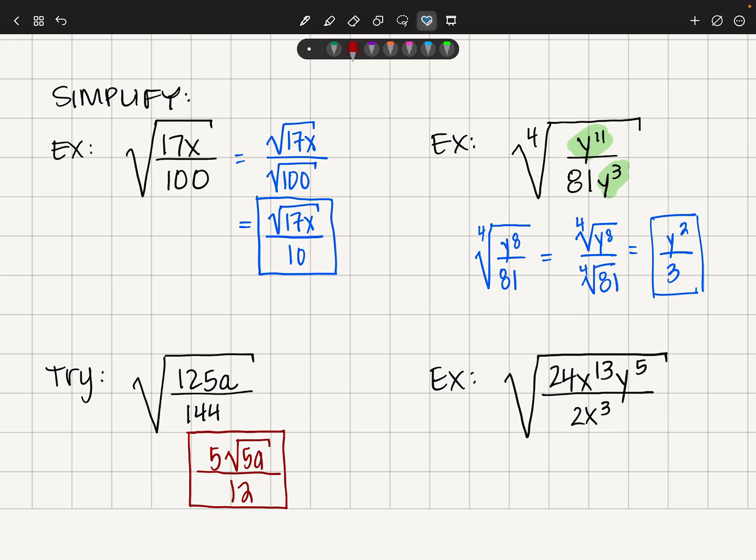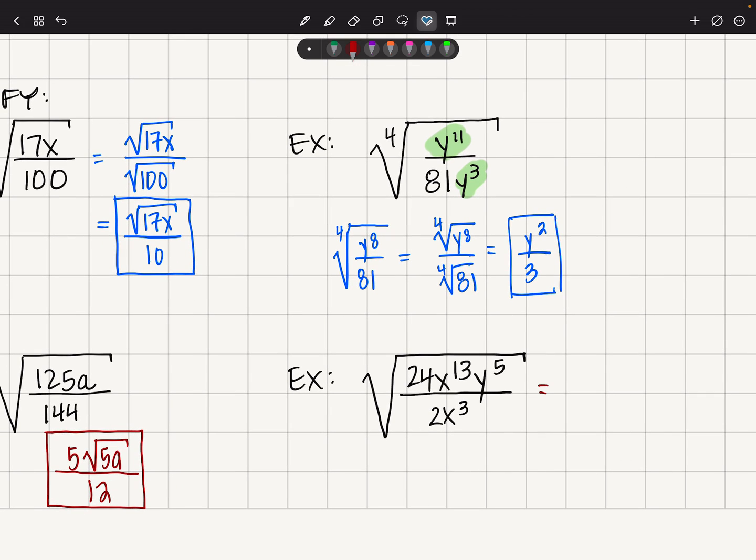And the answer to the one on the right, I'm going to show a little bit of work here. This one, I can't find the square root of 2, not without a calculator, and we're not using calculators. So I'm going to rewrite this one before I actually do any calculation. 24 divided by 2 is 12. Gave that answer away. And then x cubed over x to the 13th over x cubed. X to the 13th over x cubed is x to the 10th. And then y to the 5th is just sitting there by itself.